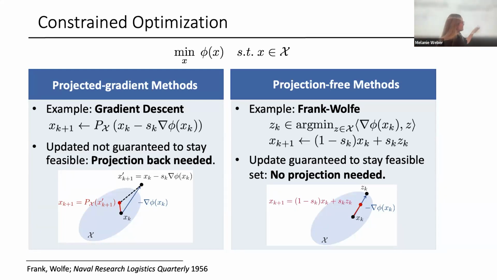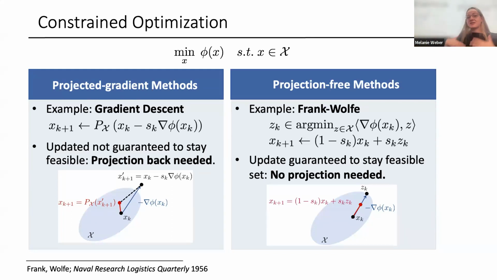And that, since we have assumed that the feasible region is convex, will always give us a point in the feasible region, and we don't have to worry about stepping outside and projecting back. So in other words, if it's easier to solve the subroutine, the linear oracle, than it is to compute a projection, it's always better to use a Frank-Wolfe method.